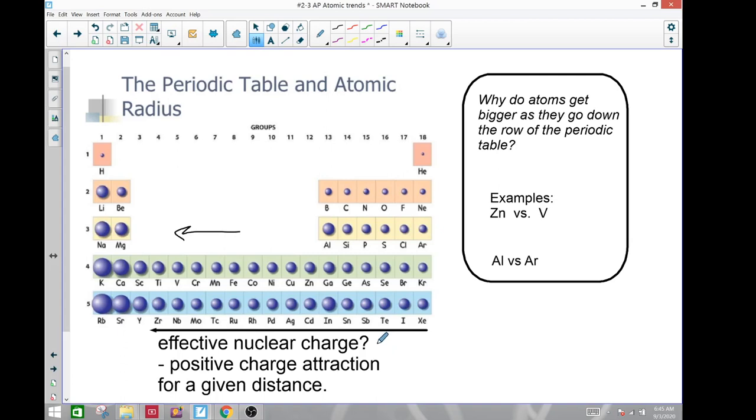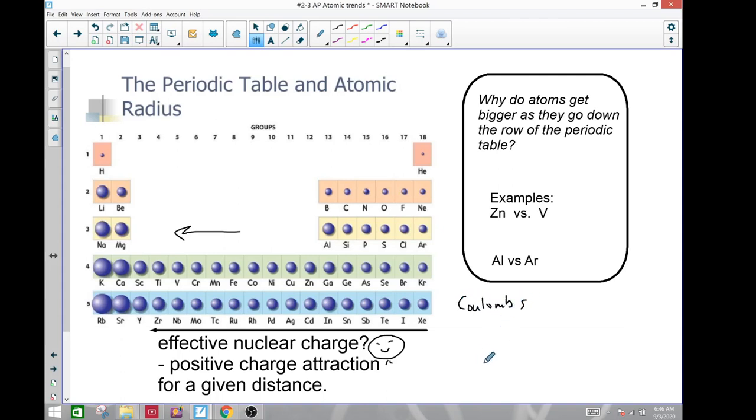You can use this term if, when we're all done, you understand it. But if you don't understand this term, then don't use it, because you'll use it in a situation where you're just guessing. Rather than using this, we really want to use Coulomb's law.